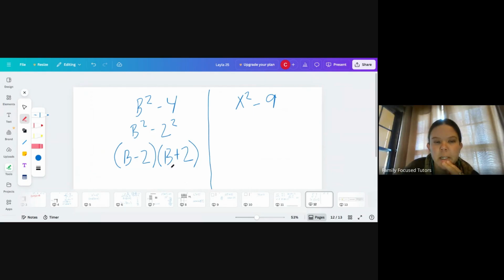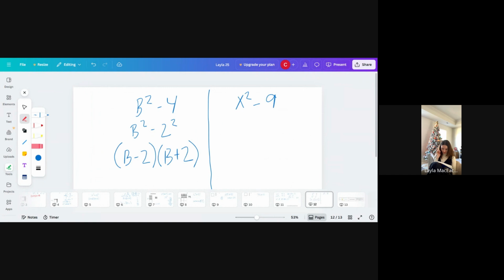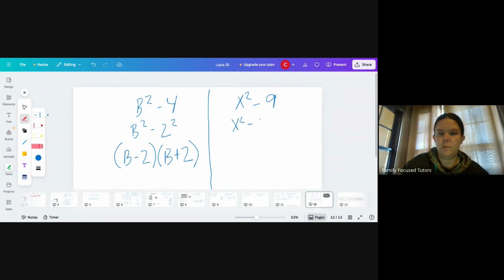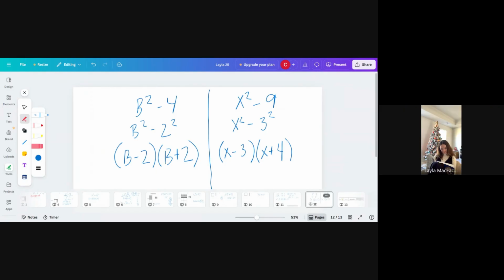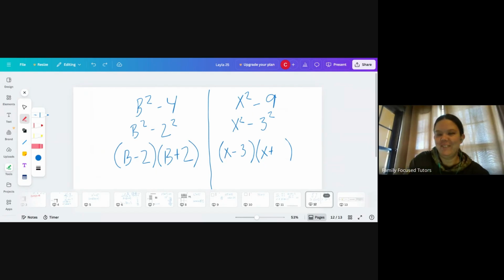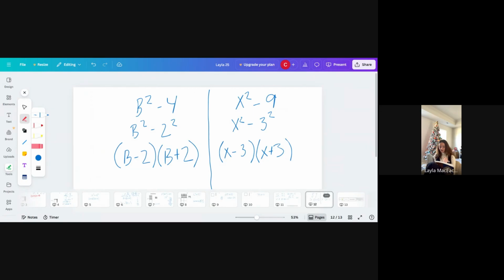Great. So the next one is x squared minus 9. That's x squared minus 3 to the second. x minus 3, x plus 3. Yes. Oops. Now, look at what I just wrote. If we would check that one, would it work? Nope. Because you have... I have no clue why I wrote 4. Don't worry, I do that all the time.